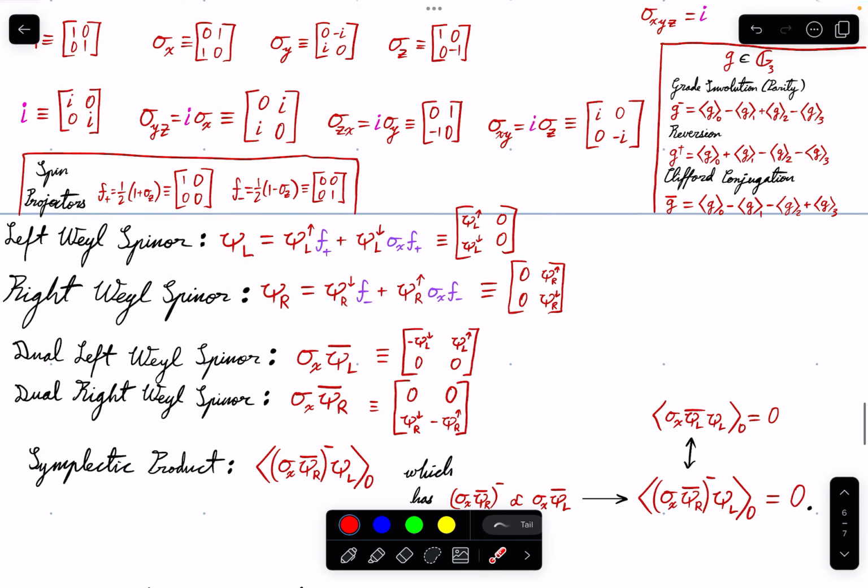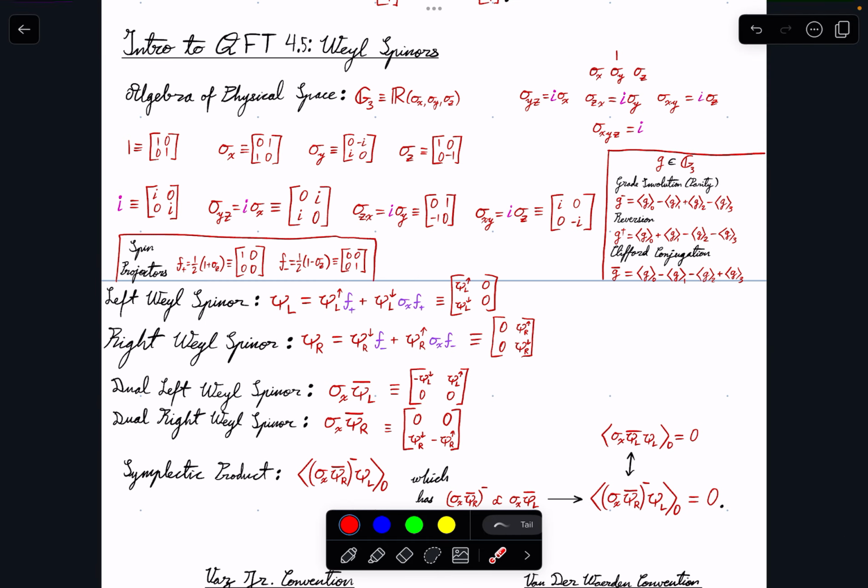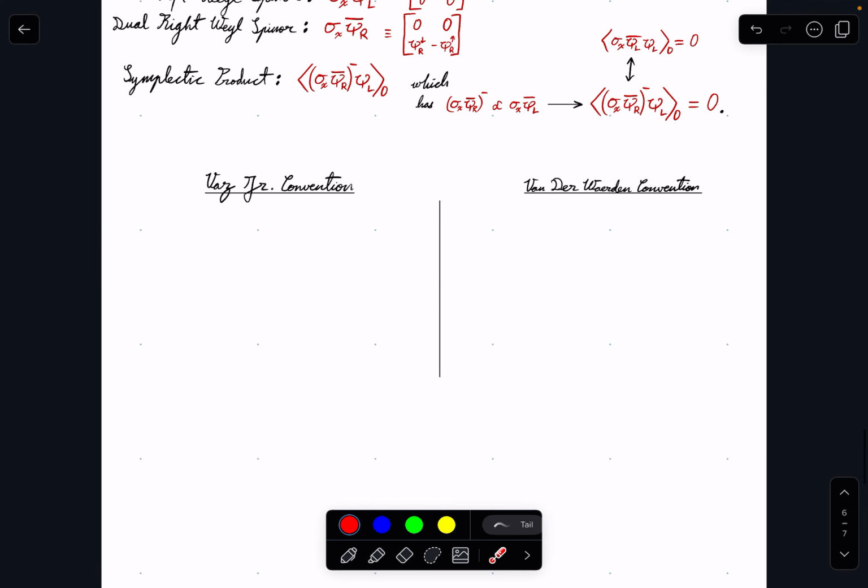Okay, so this was just a really rough crash course in how Weyl spinors work in geometric algebra. So let's now take all of what we've learned from this and look at conventions that are used in traditional non-geometric algebra approaches to Weyl spinors.